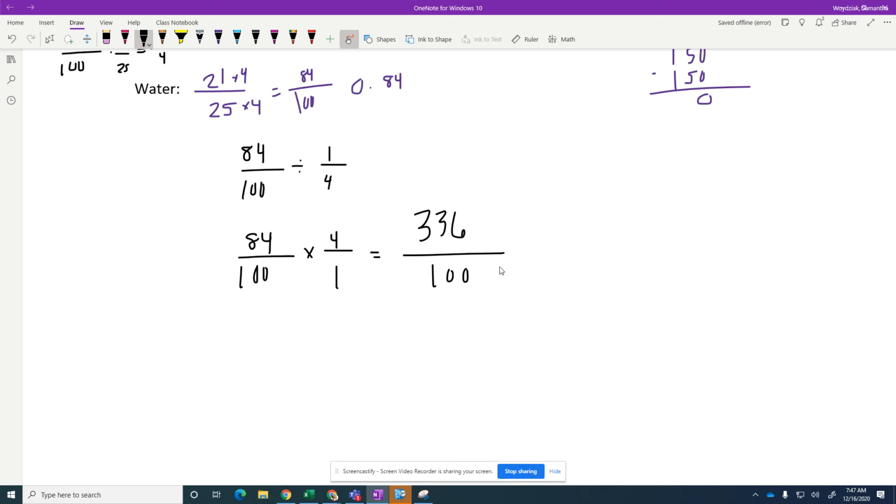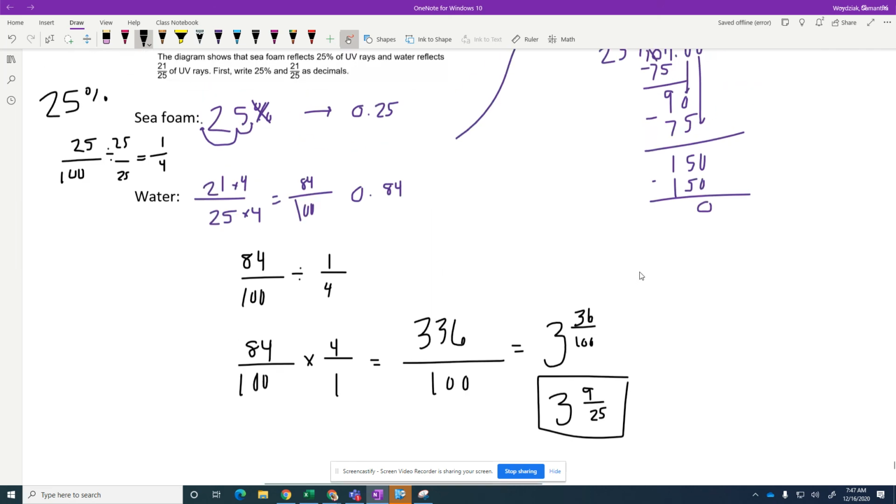When I do this, I can say, okay, how many times does 100 go into 336? Well, I know that it goes in 3 times with 36 left over. And once I do this, I know that 36 and 100 can both be divided by 4. I know that off the top of my head. So I would end up with 3 and 9/25. And that would be my answer.